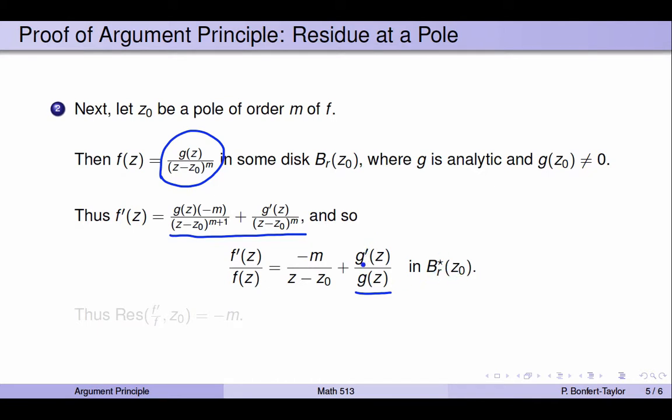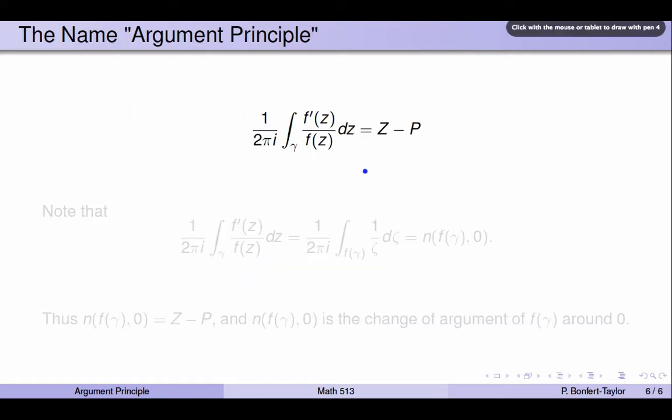G is analytic and non-zero at c0, so g prime over g is analytic in the neighborhood of c0. And therefore, again, if you look at the residue of f prime over f, it comes entirely from this part right here, and therefore is equal to minus m. And so we have the residue is equal to minus m. So that concludes the proof of the argument principle.